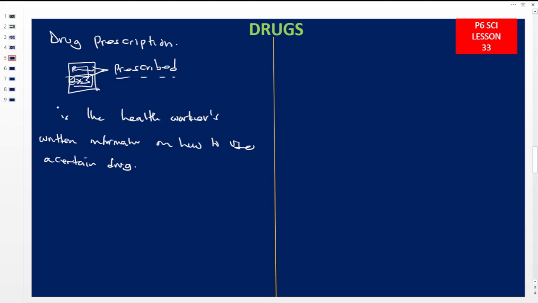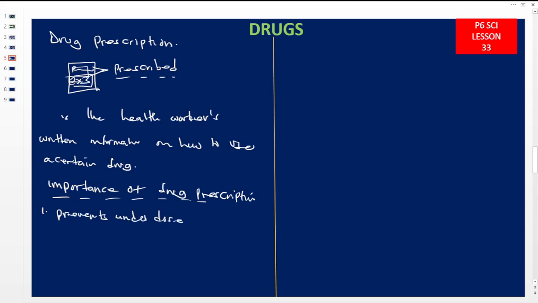Now let us see, why do doctors prescribe? So the importance of drug prescription. How good is it? 1, it prevents underdose, and when the dose is under, you will not get healed. Then it also prevents overdose or overdosage. Then 3, it prevents and controls drug abuse.